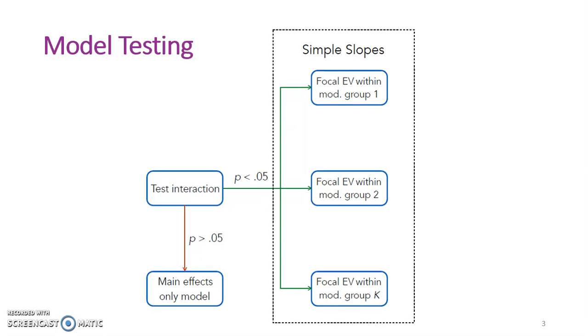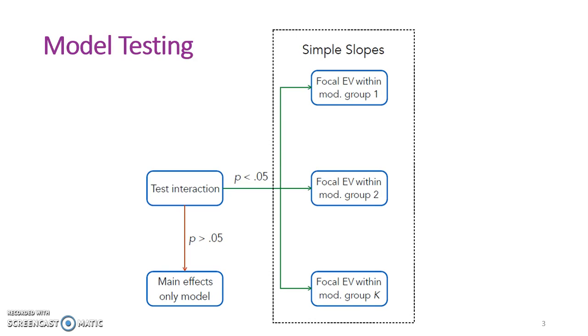This is basically the process of model testing for an overall regression with interactions. So the first thing that we do is we test the interaction. That's where we look at the significance test for the interaction coefficient. And if that is not significant, then we just examine the main effects only. That means we just look at the two variables and not their interaction.